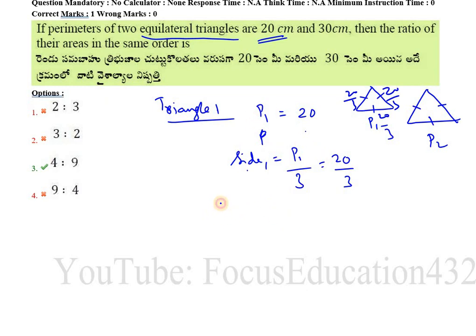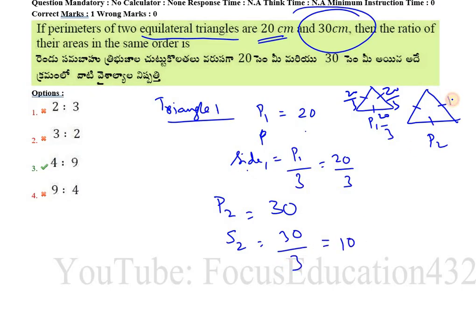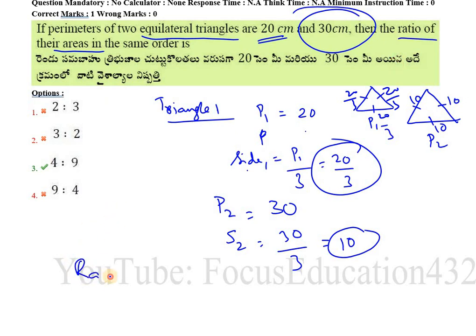For the second triangle, perimeter P2 is given as 30 centimeter. So the side S2 is 30 divided by 3, which is 10. Each side is 10. For the first triangle, it is 20 by 3; keep it as it is. So what do we have to find? The ratio of their areas. First we will find the ratio of the sides of the two triangles.